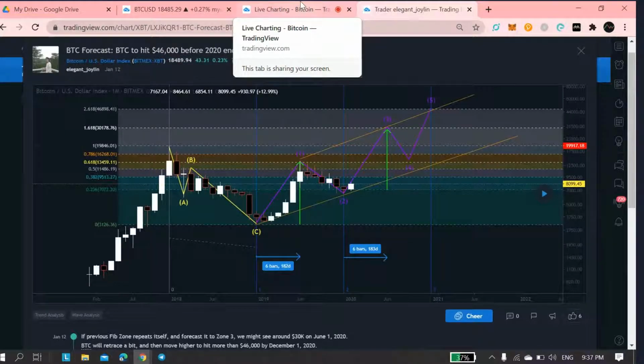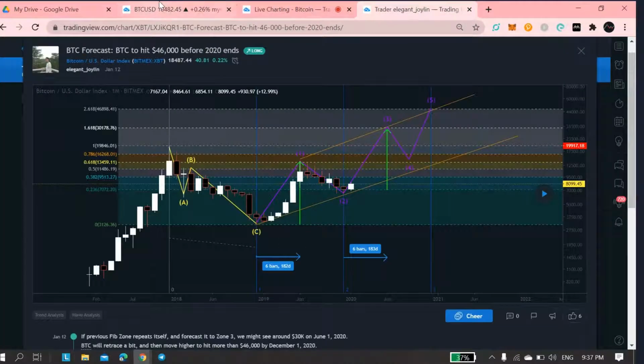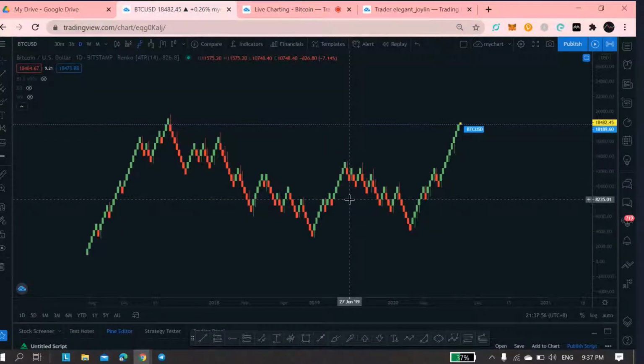We'll also use the Elliott wave today, but this time I will use this Renko chart, and then we will revert to the candlestick so that we can see the times or the date range. Anyway, let me just plot it.